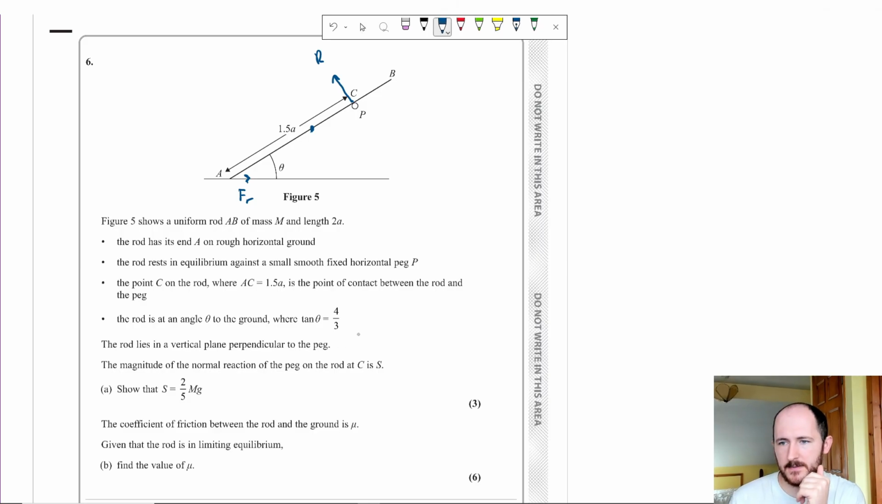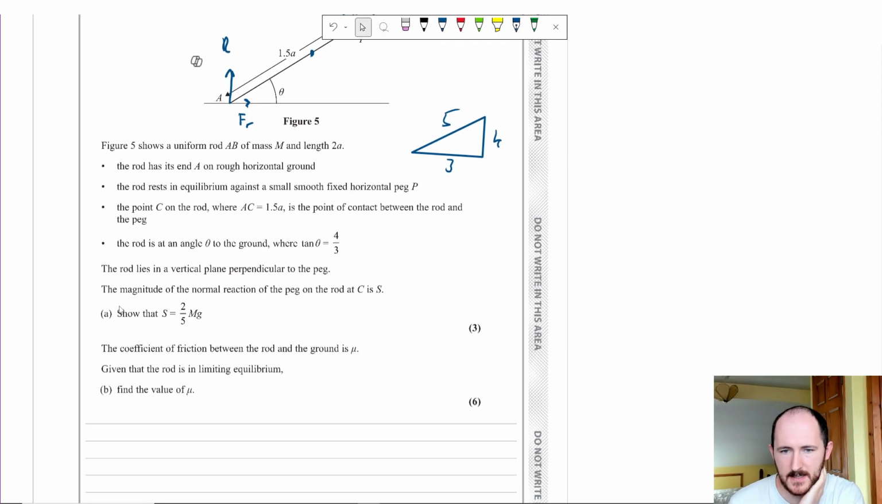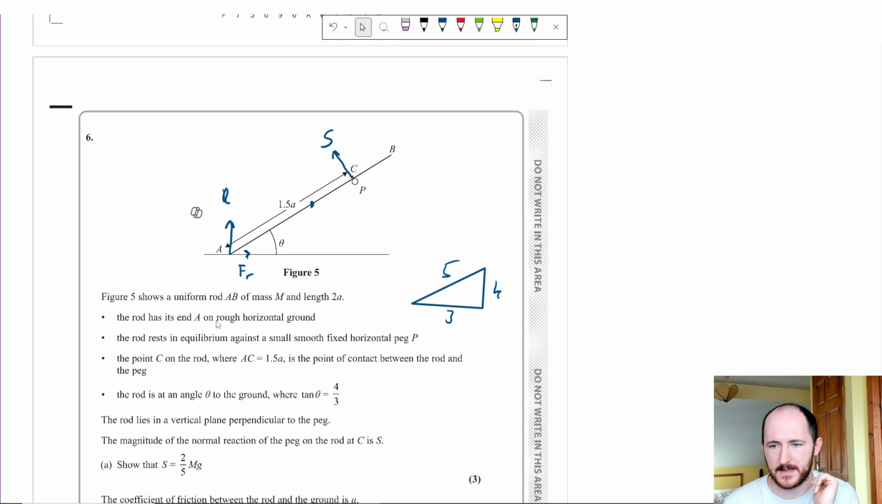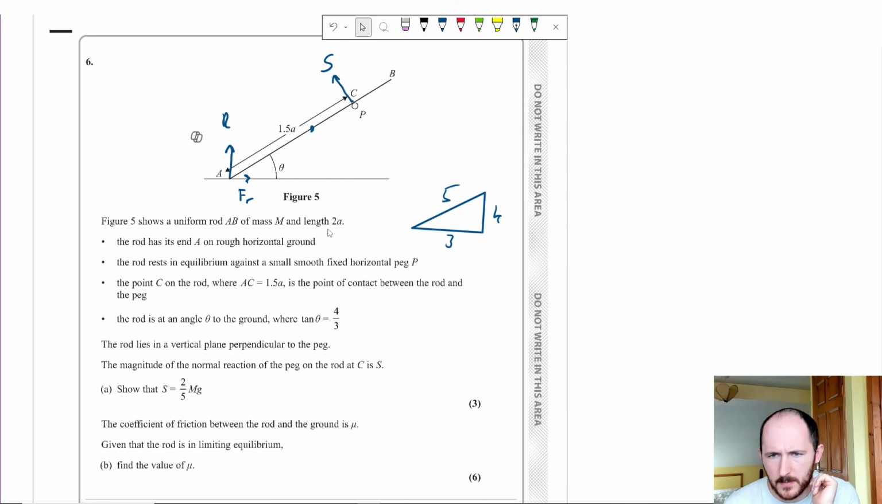And again, we have 4 over 3, so opposite over adjacent, so that should be 5 over there. Magnitude, okay, they want me to use the letter S. No, sorry. Yeah, no, they do. Never mind. Which actually makes sense because we do have a reaction force over here as well. So I'm fine with that. That's completely okay. There we go. That's everything, I'm pretty sure. Does it tell me what the weight is? Yeah, the mass is M.